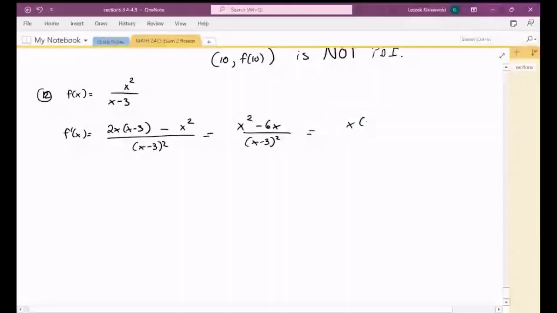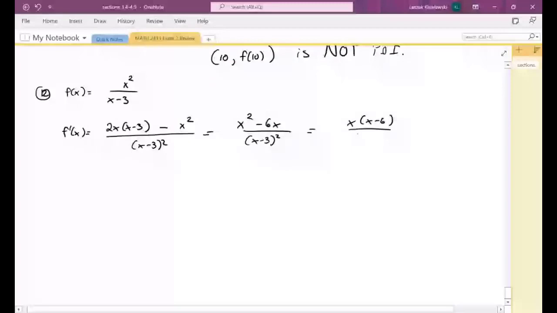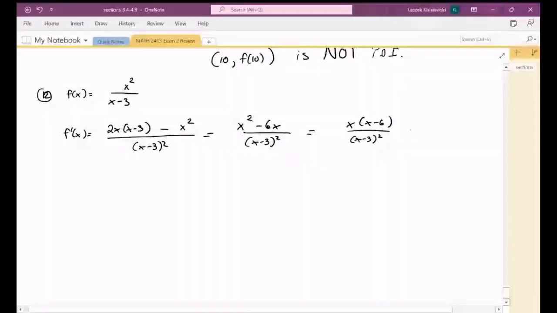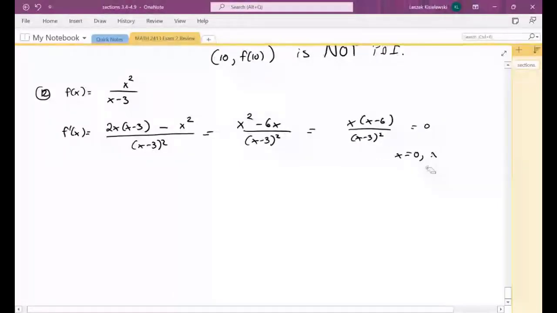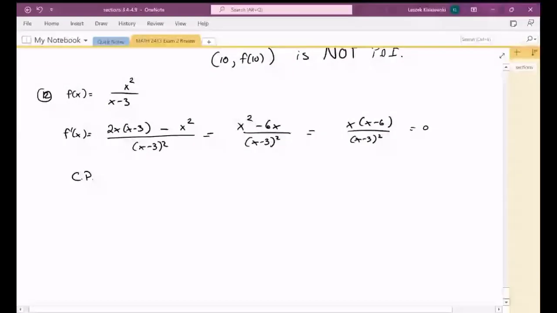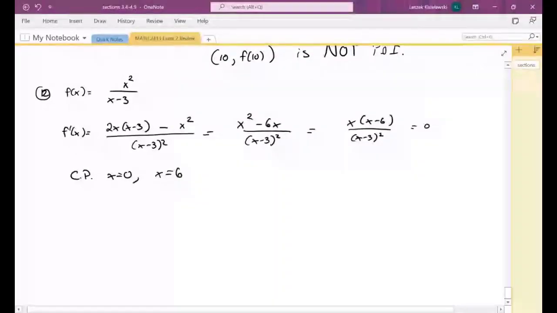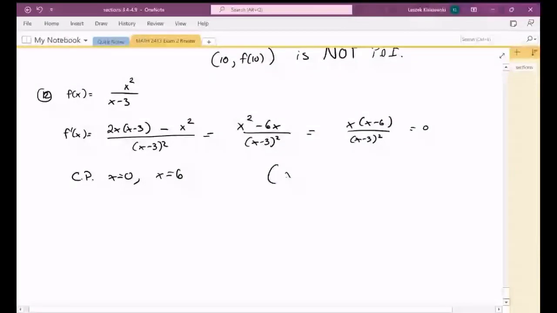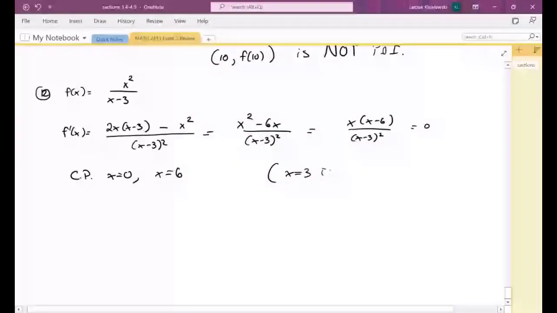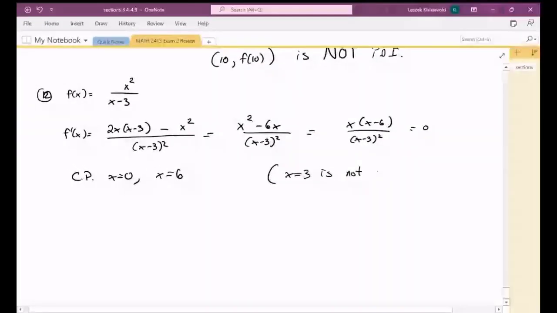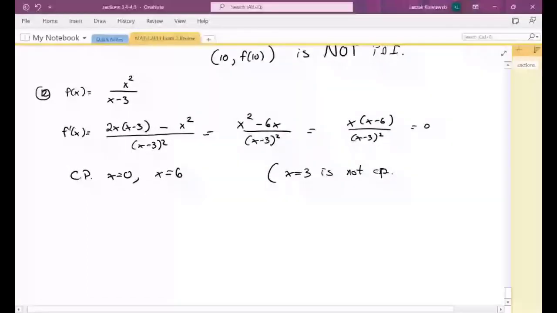And the only reason I'm doing this simple one is that when we cut up the number line, are critical points the only things that cut up your number line when using the first or second derivative test? Right. So the two critical points are going to be x equals 0 and x equals 6. And we know that 3 is not a critical point in the strict sense, because it's not in the domain.